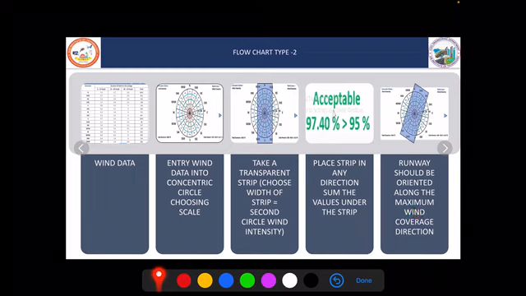In the next class, now that we are ready with the orientation, in which direction the runway has to be designed, we will discuss how the runway length can be fixed.